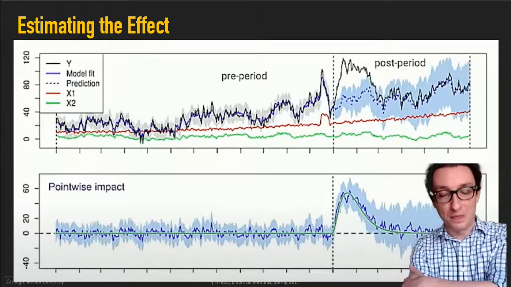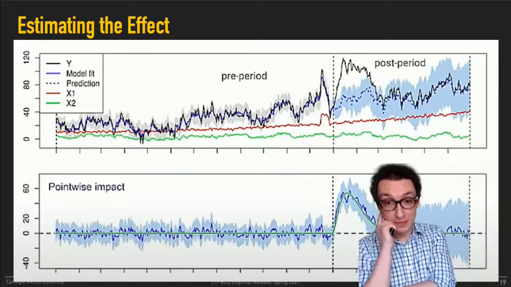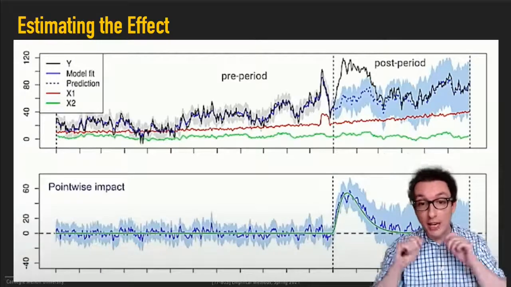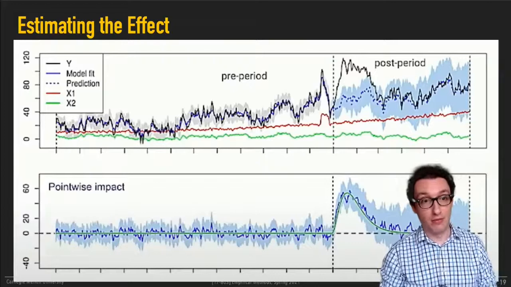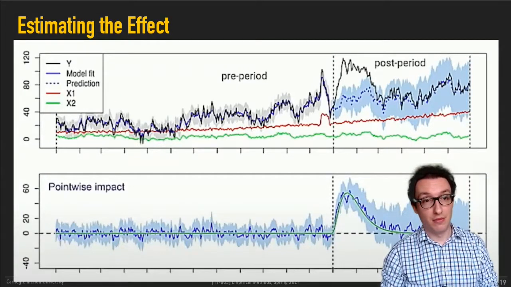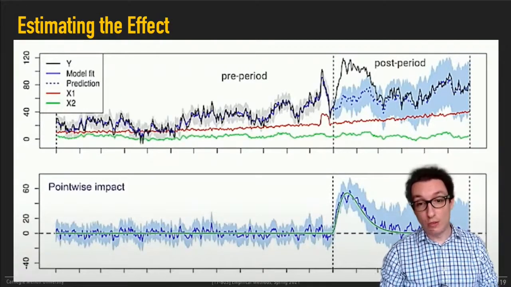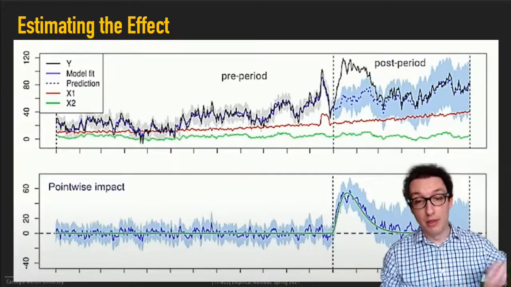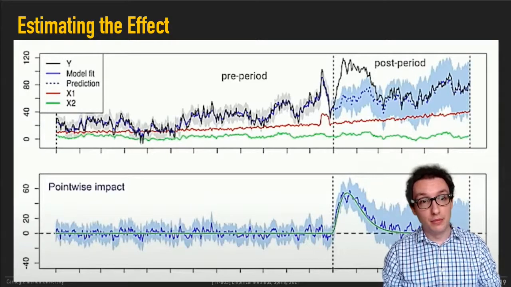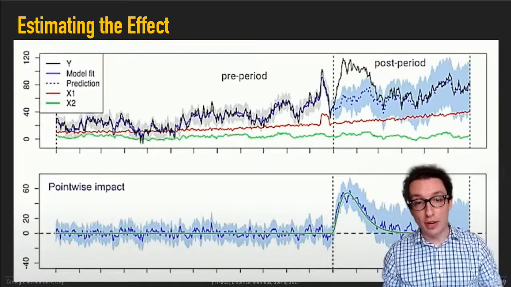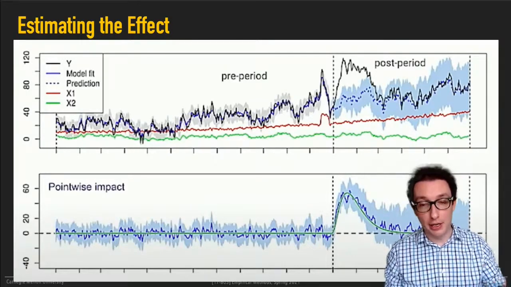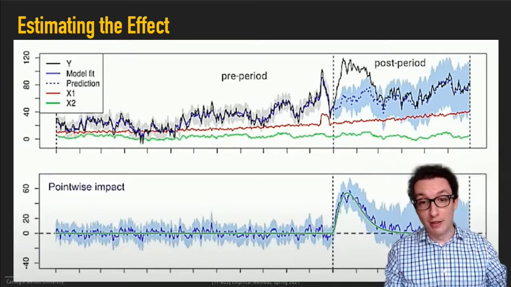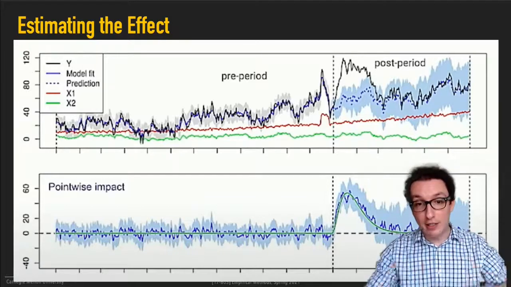How about this? What if we consider a fake intervention? What if we take any arbitrary point in time before the actual intervention, in the pre-period, any arbitrary point in time, and take that to be some fake intervention?